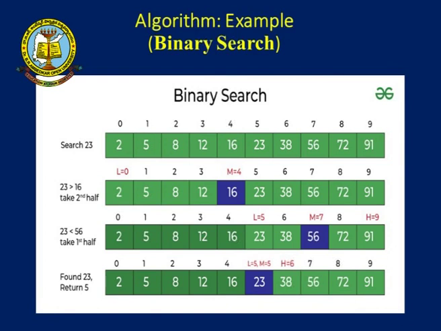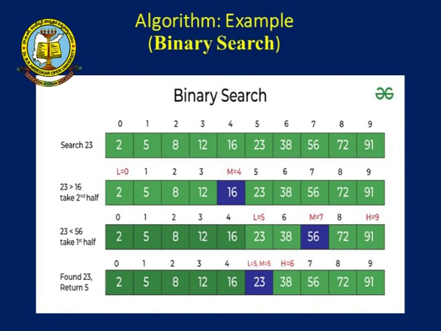How many elements are there? 10 elements. What is the lower index? Lower index is 0, higher index is 9, that is n minus 1, 10 minus 1, is 9. Index 9 is indicating the number 91, index 0 is indicating the number 2. So these are the lower index and higher index elements. Our target is to search the number 23.